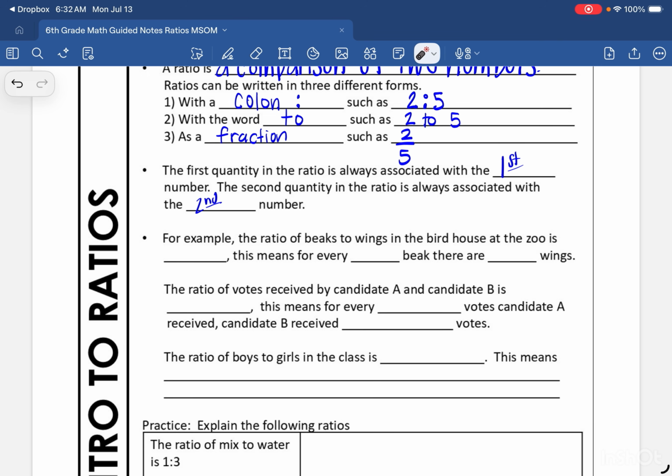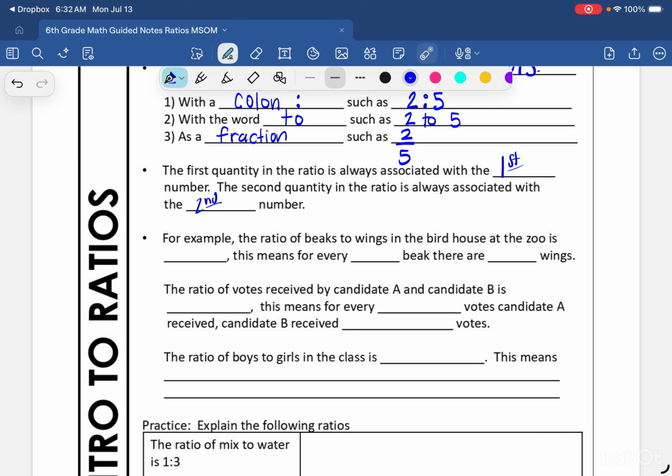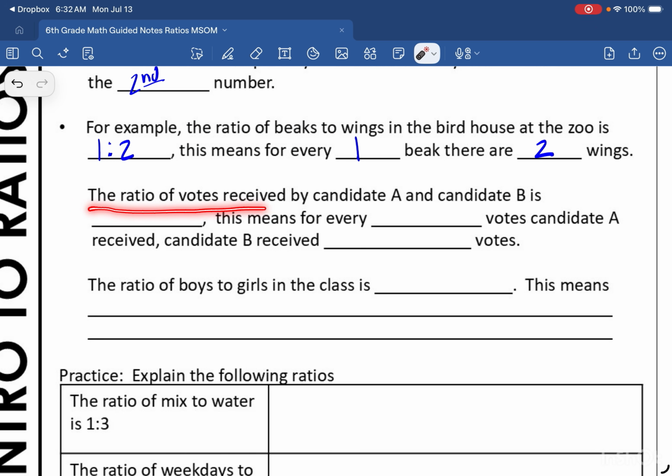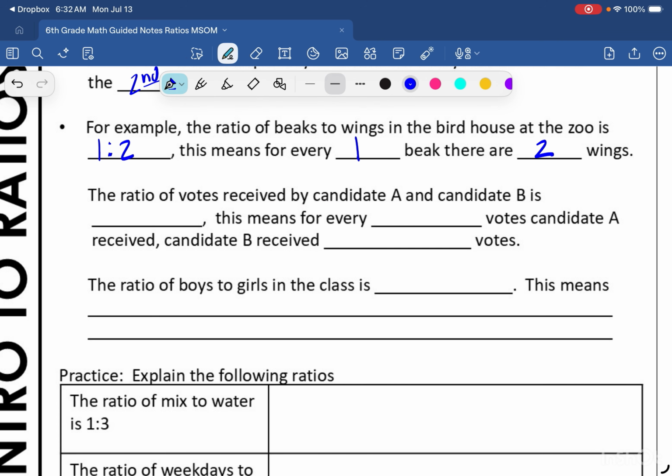For example, the ratio of beaks to wings in the birdhouse at the zoo is 1 to 2. This means for every one beak, there are 2 wings. The ratio of votes received by candidate A and candidate B, let's just say that is 5 to 3. This means for every 5 votes candidate A received, candidate B received 3 votes.